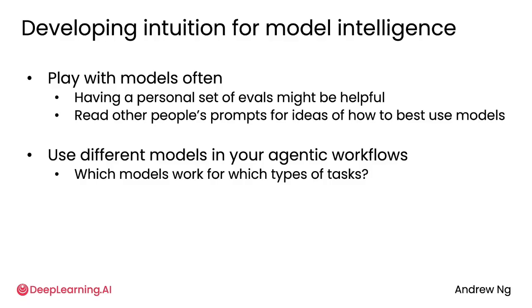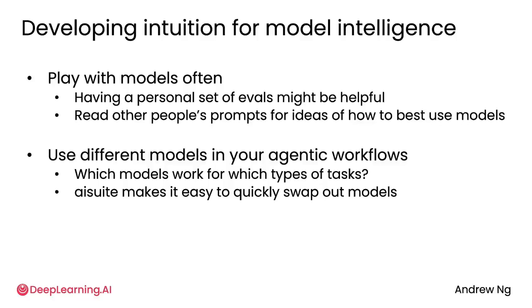And then you start to hone intuitions about not just performance, but maybe also price and speed trade-offs for the use of different models. And one of the reasons I tend to develop my agentic workflows on AI Suite is because it then makes it easy to quickly swap out and try out different models. And this makes me more efficient in terms of trying out and assessing which models work best for my workflow.